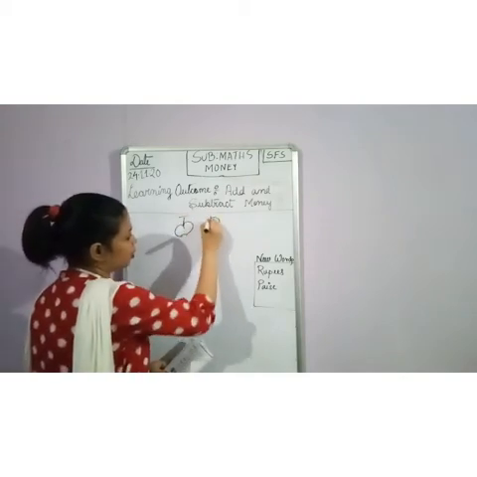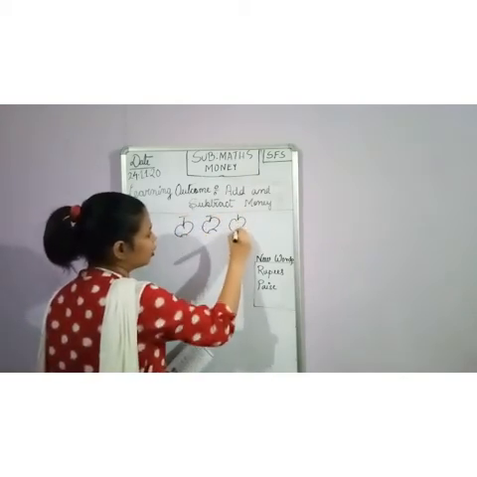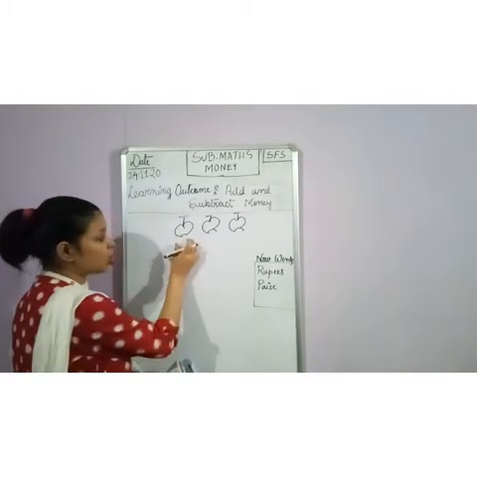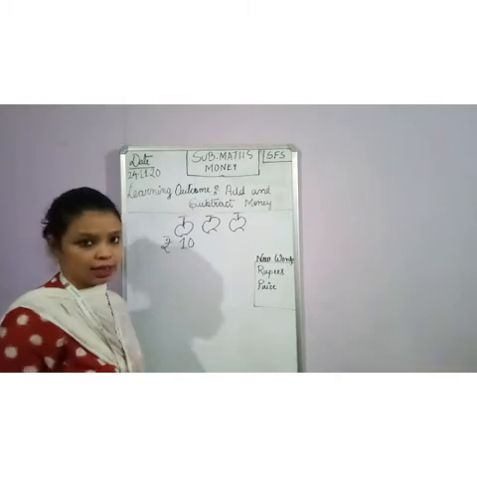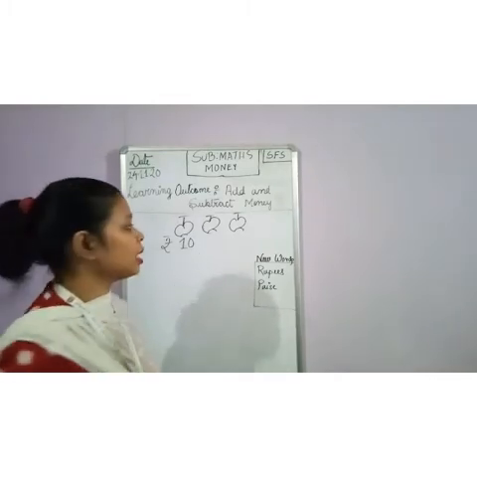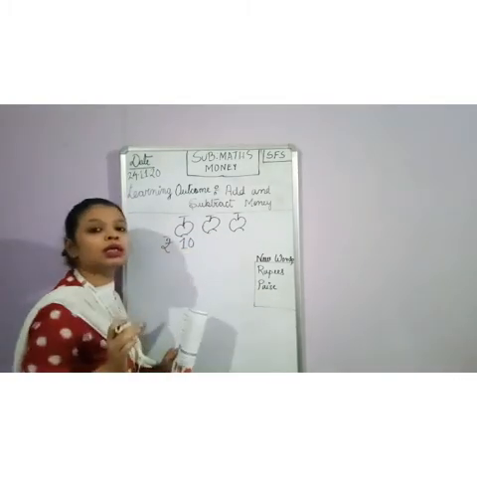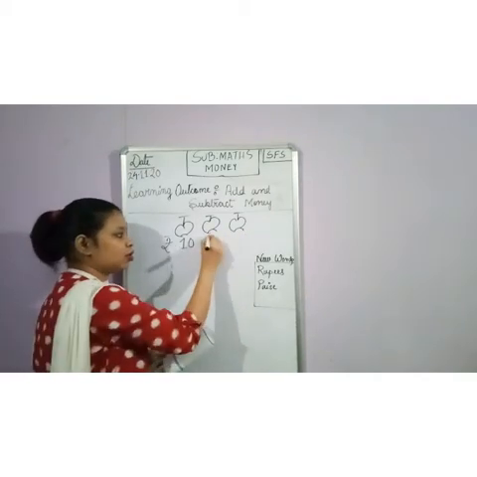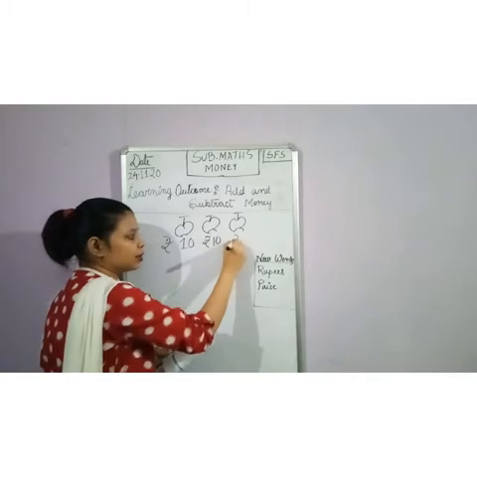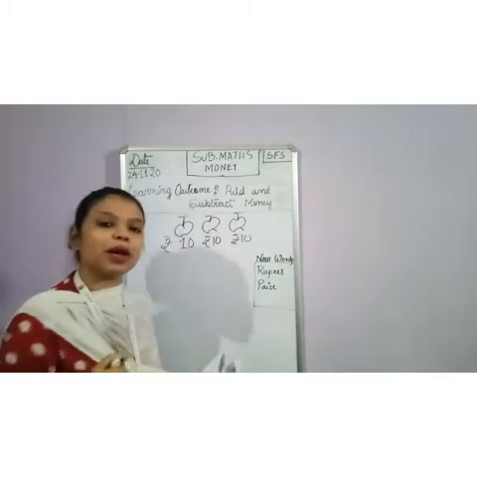Okay, 3 apples you have purchased. Now the cost of 1 apple is rupees 10. Okay, it is rupees 10. Then what will be the cost of the other 2 apples? That means it is also 10. This is also 10. Okay, so you want to buy 3 apples.